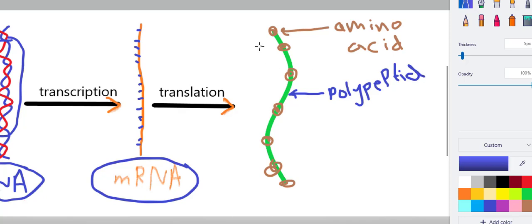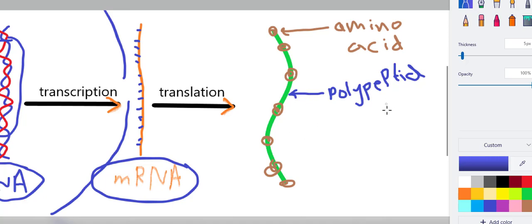A polypeptide consists of many amino acids linked together by peptide bonds. So genetic instruction is transferred to the polypeptide via mRNA. Transcription occurs in the nucleus, then forms mRNA. The mRNA goes to the cytoplasm and links to the ribosome to form a specific protein.